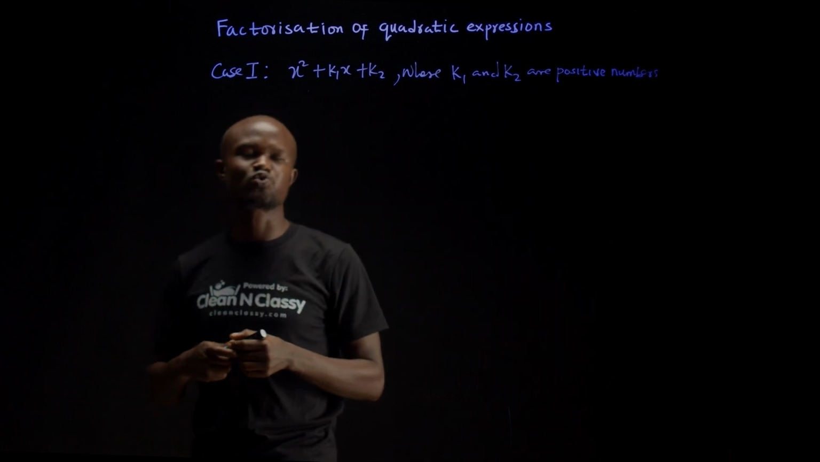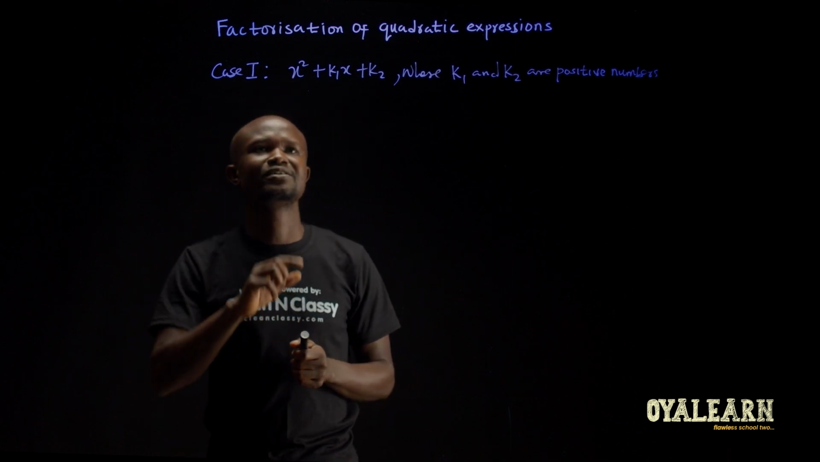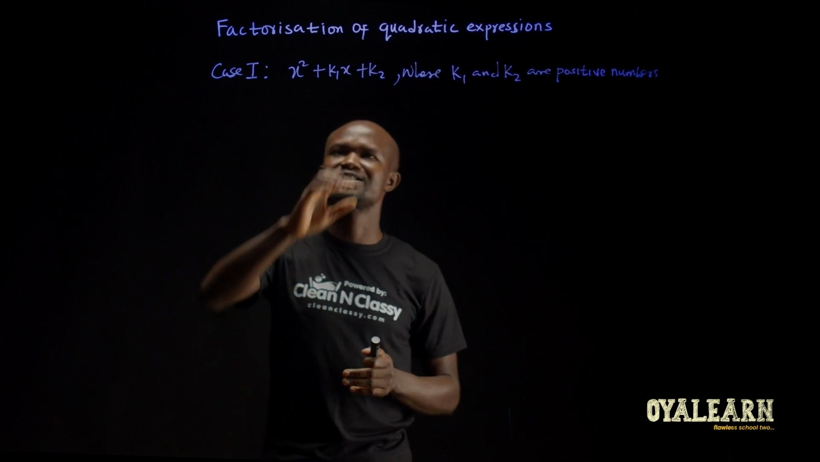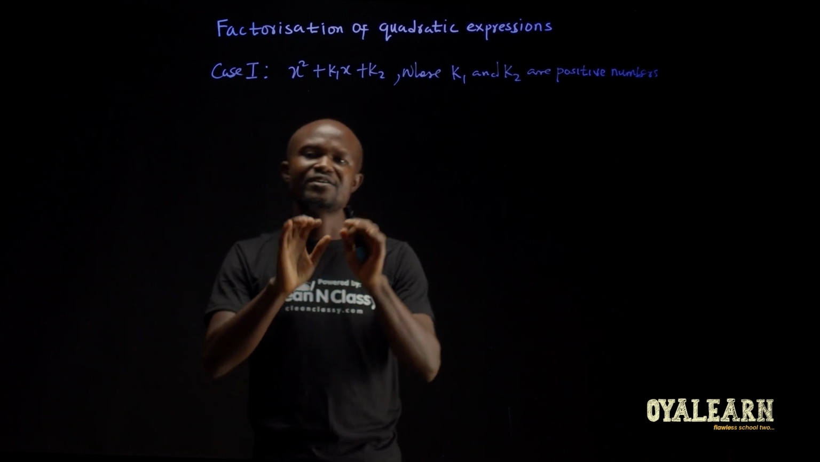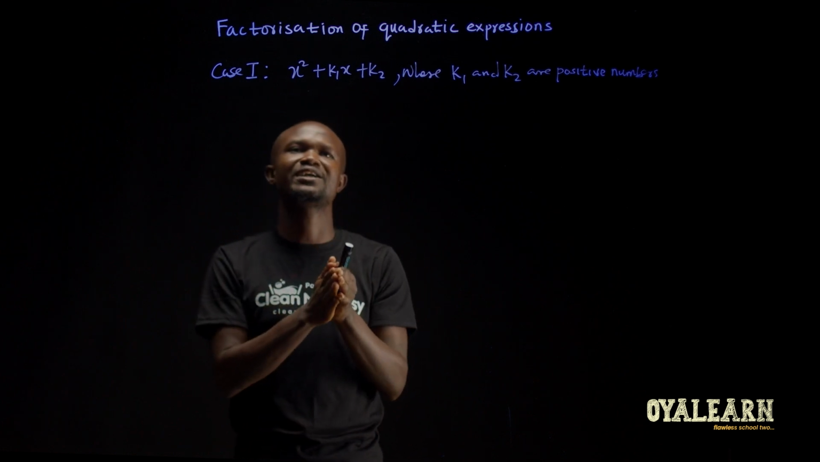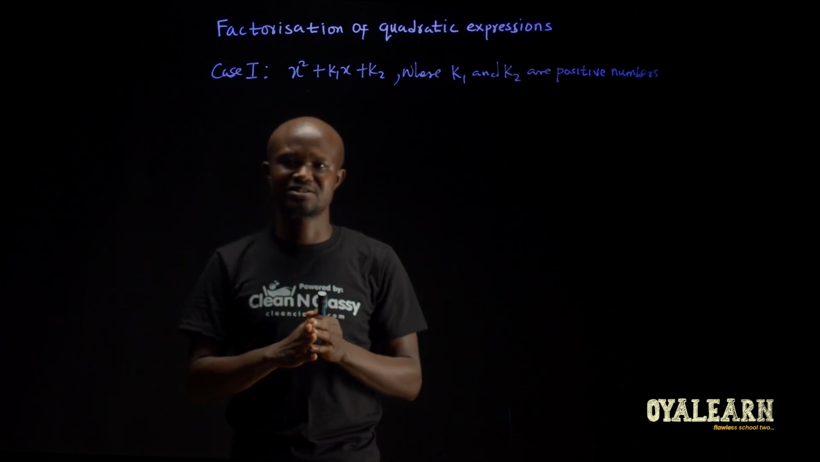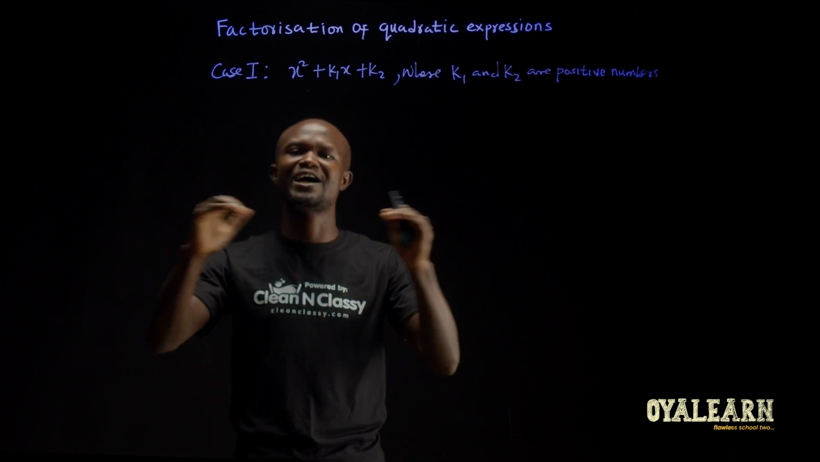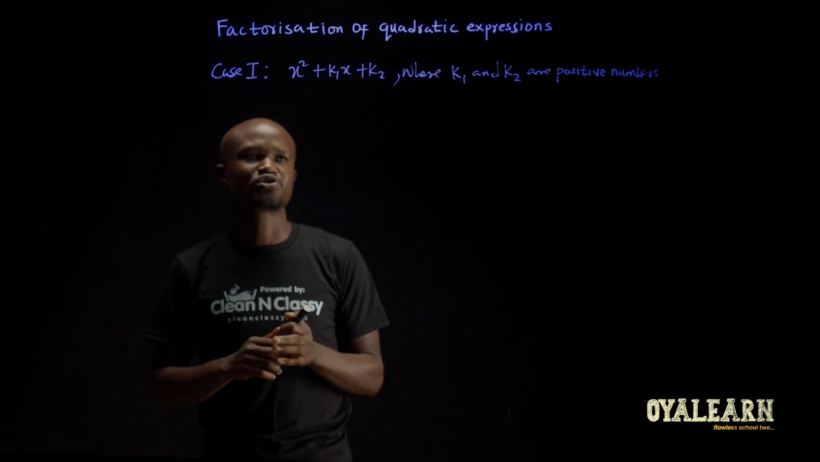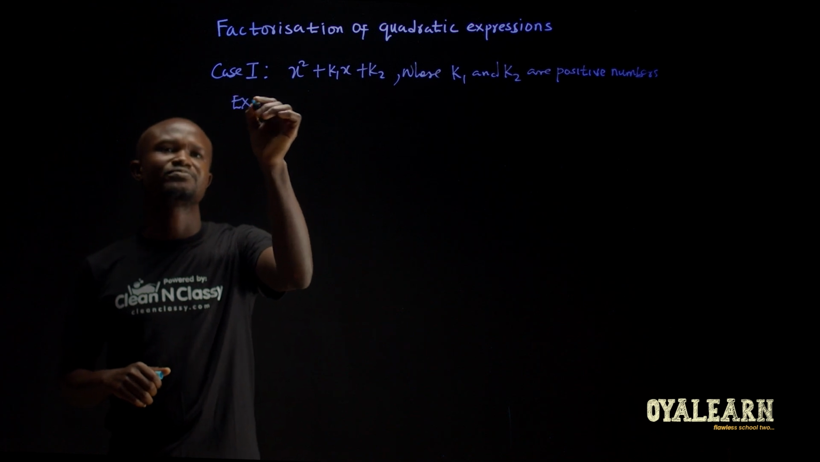That is, for this case 1, k1 and k2 are positive. And another thing for this particular case 1, whereby we have x squared plus k1 x plus k2, all the values in the 3 terms are all positive. So in this case, let's look at examples.